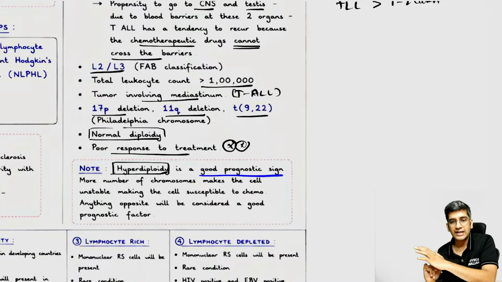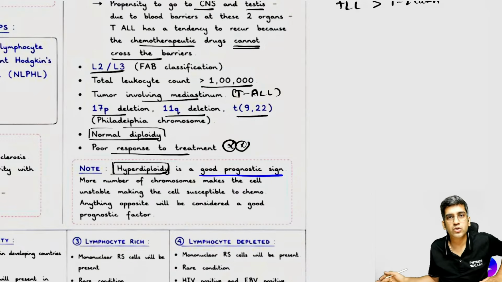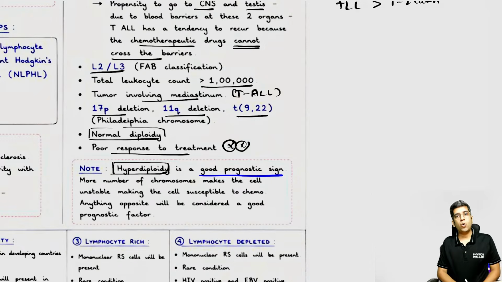It's not comparing anything else. The L3 blast is the Burkitt blast. The older name is L3. That's what I told in Burkitt's lymphoma, right? The older name of Burkitt's blast is L3 blast.